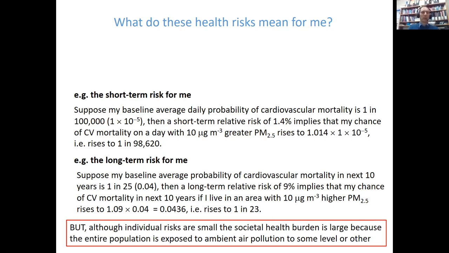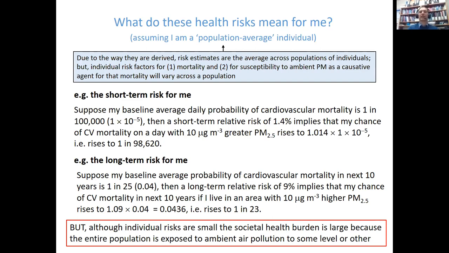One other fact I want to say as well is that this assumes I'm a population average individual. These are population studies. So due to the way they are derived, the risk estimates are the average across populations of individuals. But for any given individual, for me or for somebody else, my risk of dying is going to be different from the average perhaps. And also my susceptibility to air pollution as a cause in my death is also going to vary because of my lifestyle or my genetics. So what we have are population average statistics. And I'll come back to that right at the end.